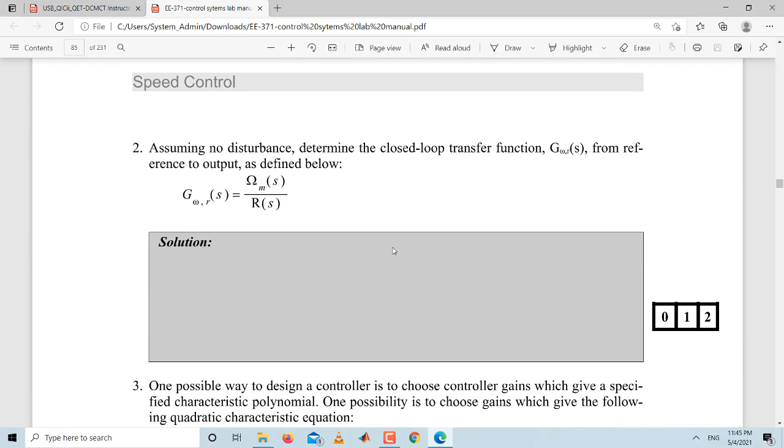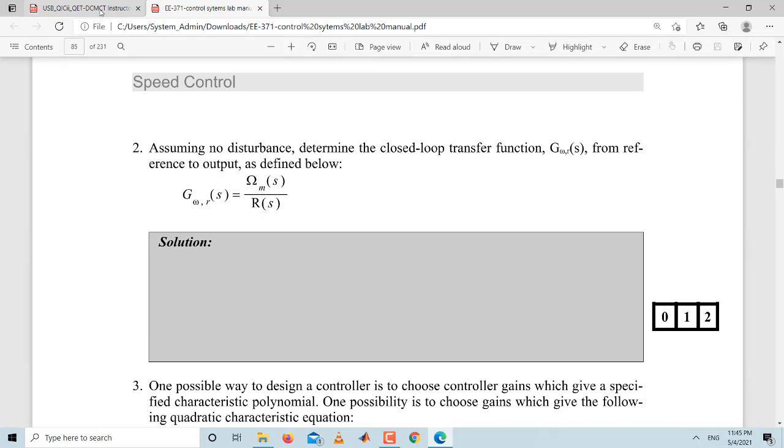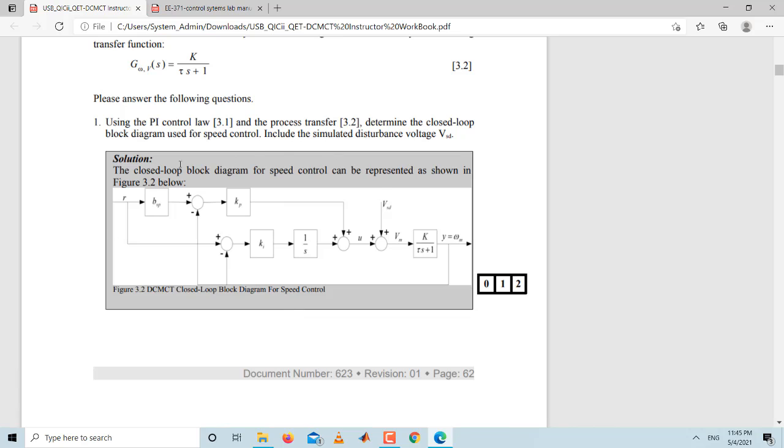Okay, then we have to assume that there is no disturbance, and we have to determine the closed loop transfer function G omega R, the block diagram that we just obtained, right? And the output is omega, and now input is your reference input R. Remember, in modeling experiments we had voltage as input. So considering R as input and omega as output, you have to develop the transfer function for this block diagram.